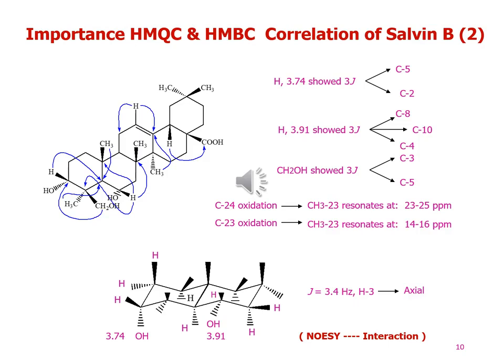The position of the oxymethylene is deduced through C13 NMR. In case of carbon 24 oxidation, the methyl 23 resonates at 23 to 25 ppm, while in case of oxidation of carbon 23, it is observed at delta 14 to 16 ppm.